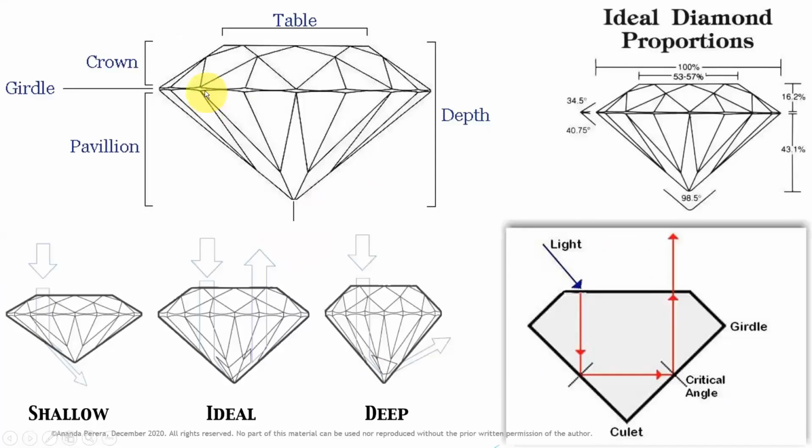Now we are moving to here. Now crown is there, pavilion, girdle, whole depth. See here, this is 100%. The width of the table, 53 to 57%, is needed to give the best luster. Then the top angle here is 34.5. The bottom pavilion angle is 40.75 degrees. Look here, it is 98.5 degrees. It is brilliant cut, diamond cut.